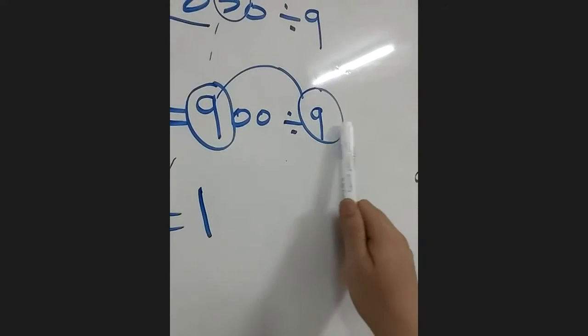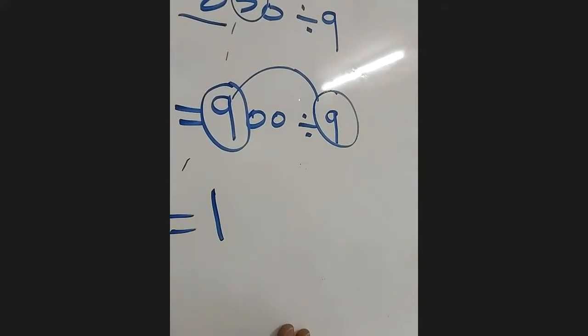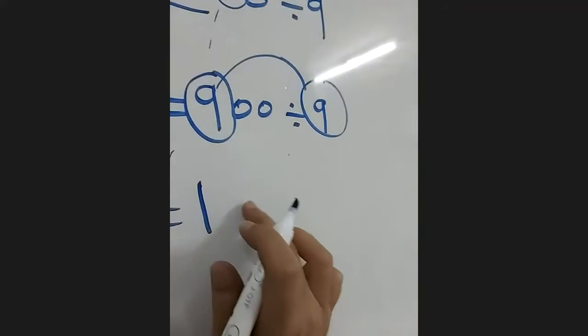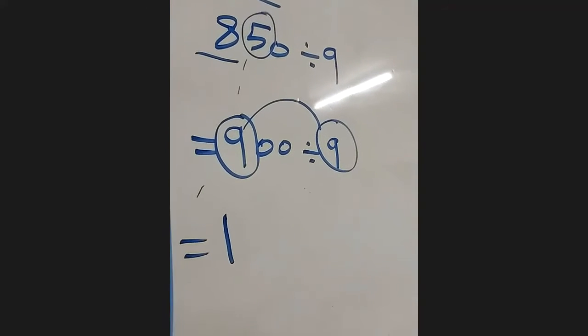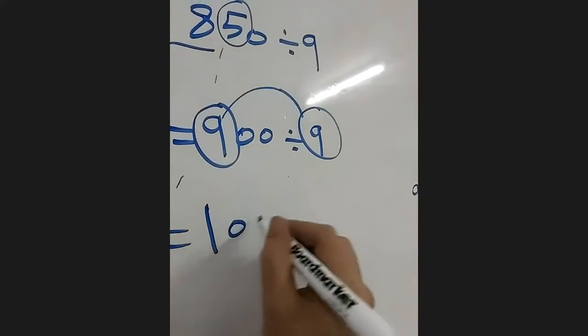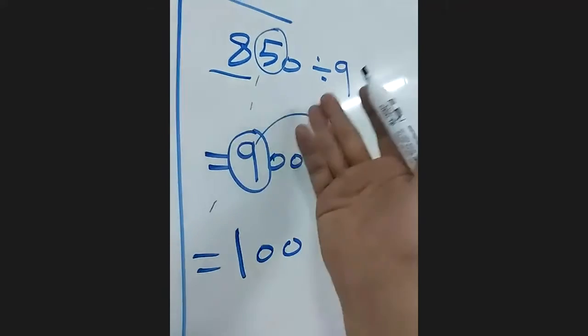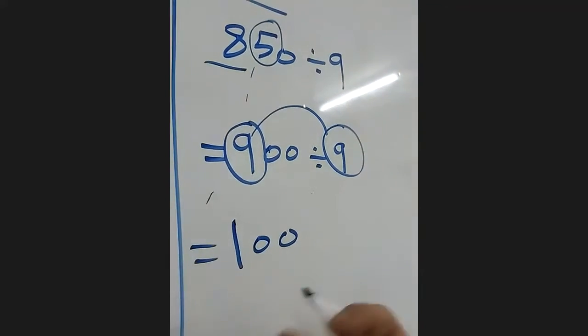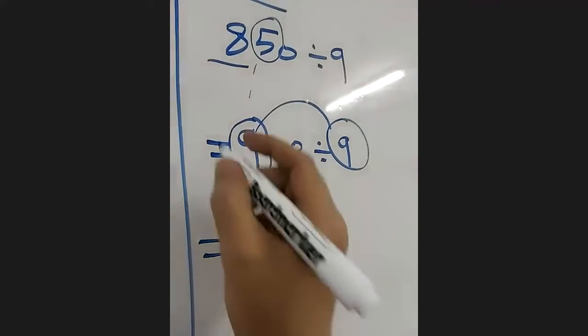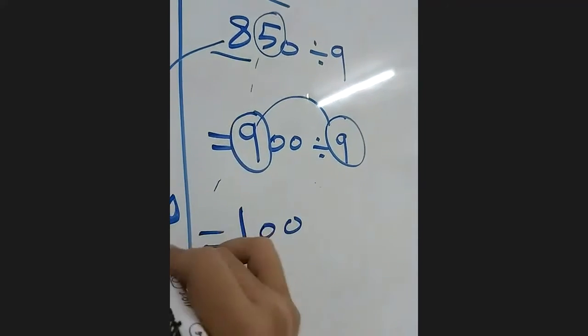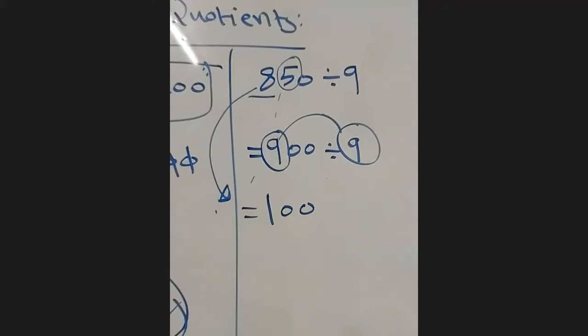Do we have zeros to cross here, Adam? No. So besides the 1, what do I need to put? 2 zeros, because there is nothing to cross here. So it's 100. Now 850 divided by 9, exactly, is not 100. But this is an estimated quotient. So the answer is near to 100.